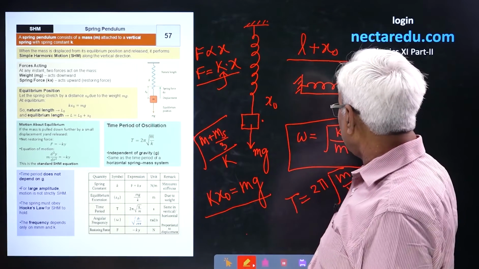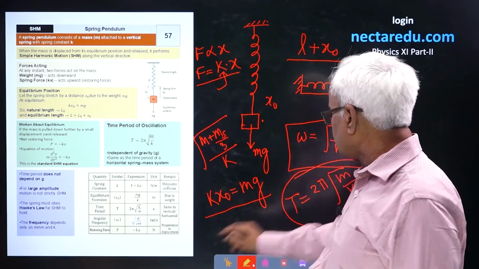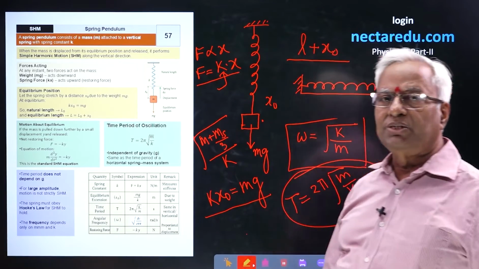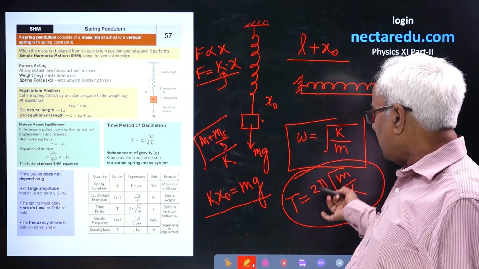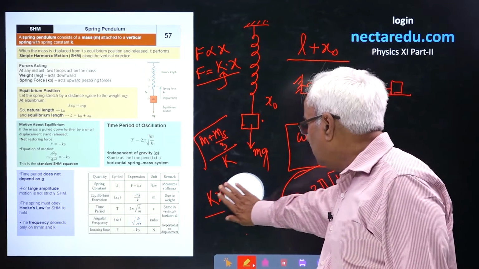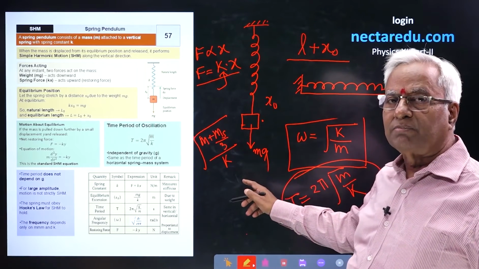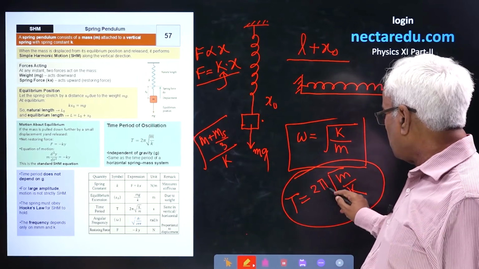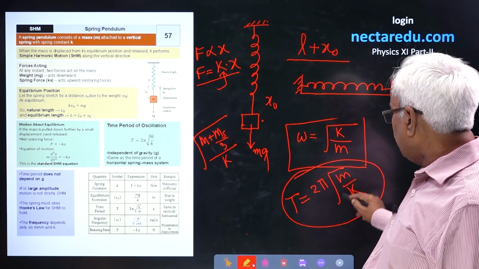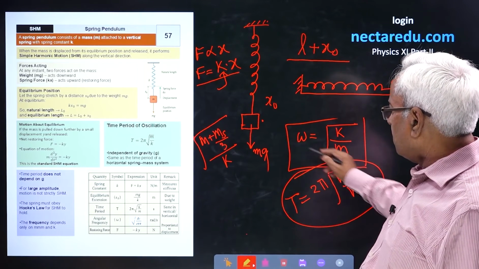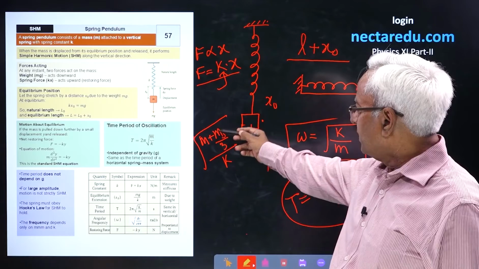So remember, when you are using this relation, in this relation a spring has been considered ideal. That means the mass of the spring has no value, that is considered 0. But if you consider the mass of the spring also, then you are going to get the relation 2 pi root of... in place of simple mass of block, you are going to use m plus ms by 3.